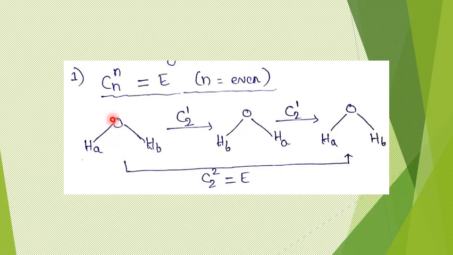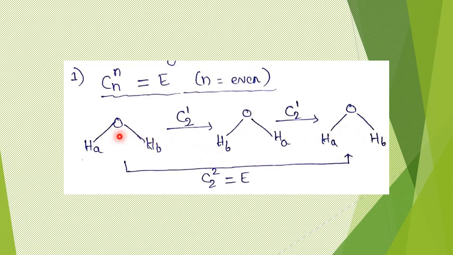This is orientation 1 of the water molecule, and if I perform the C2 operation, it is C2 once. In fact, C2 says it is a 180-degree rotation. So the molecule changes its orientation from this orientation to this orientation. Let me call this orientation B. The positions of HA and HB have been interchanged. Now on this molecule, I perform the C2 operation again, one more time, and the molecule changes to this orientation.